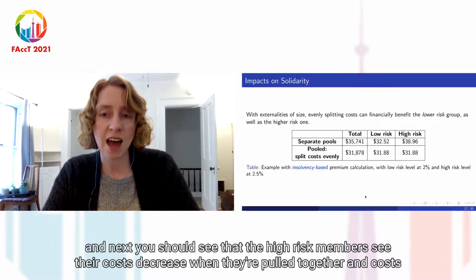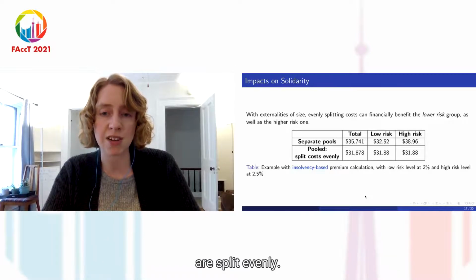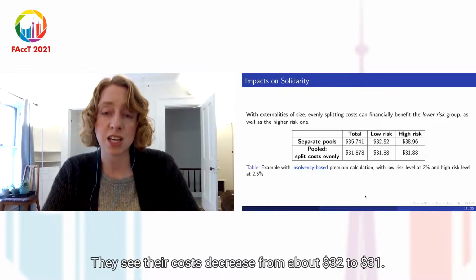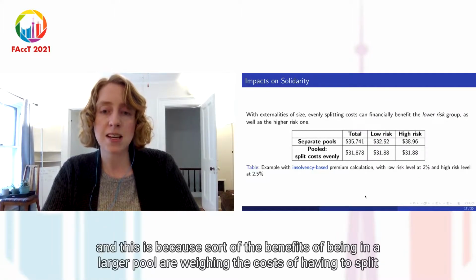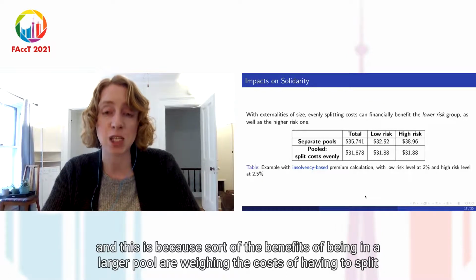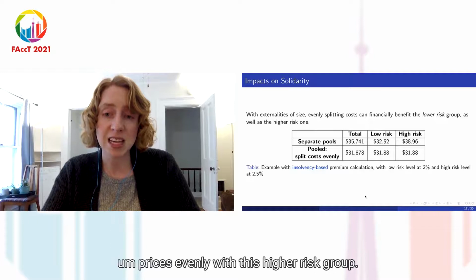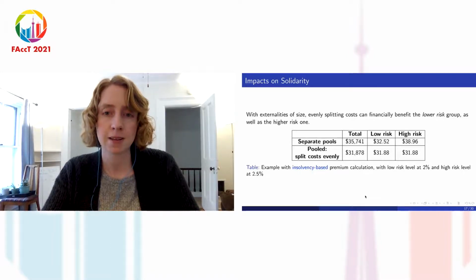And next, you should see that the high-risk members see their costs decrease when they're pooled together and costs are split evenly, but so do the low-risk members. They see their costs decrease from about $32 to $31. And this is because the benefits of being in a larger pool are outweighing the costs of having to split their prices evenly with this higher risk group.